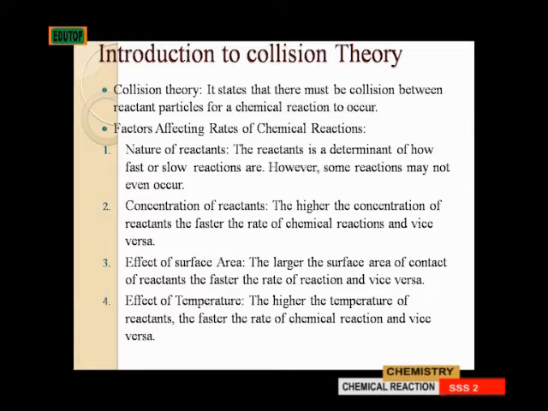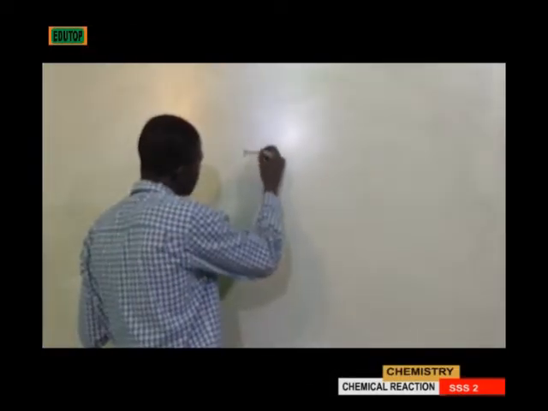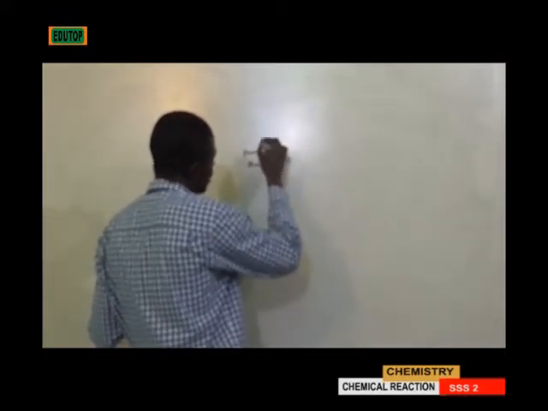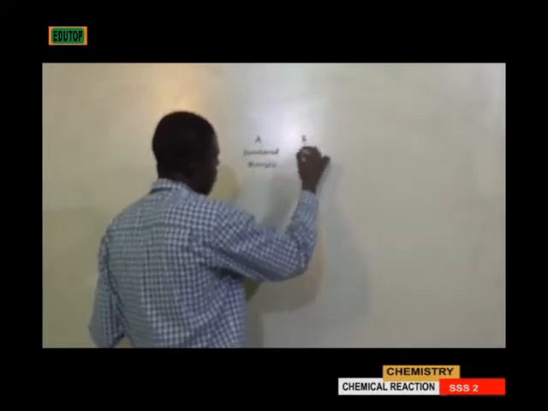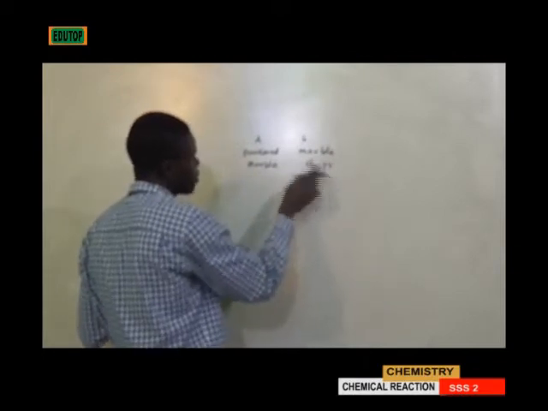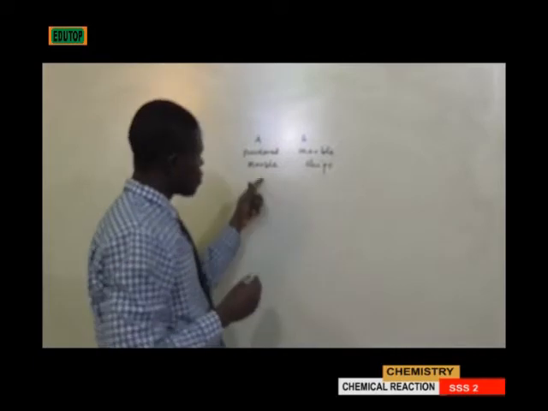Effect of surface area. The larger the surface area of contact of reactants, the faster the rate of reaction, and vice versa. That is why marble chips and powdered marble are a typical example to differentiate with respect to surface area. Let's say A is a powdered marble and B is marble chips. The size of the marble chips is bigger than the size of the powdered marble.